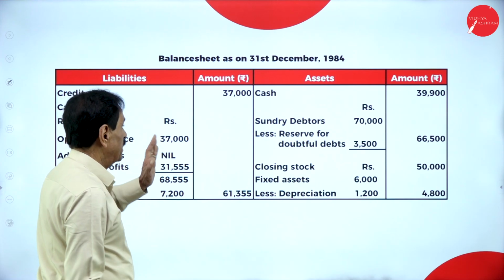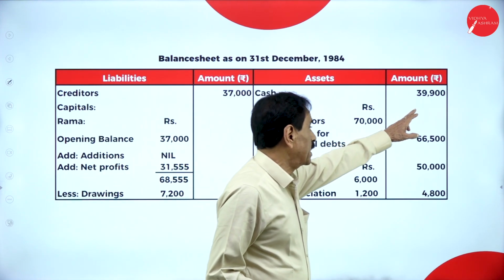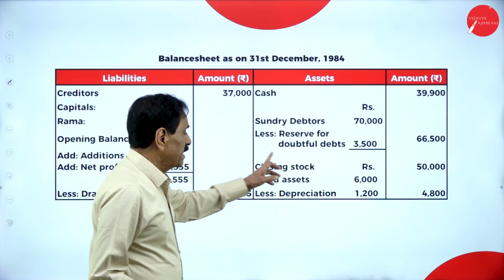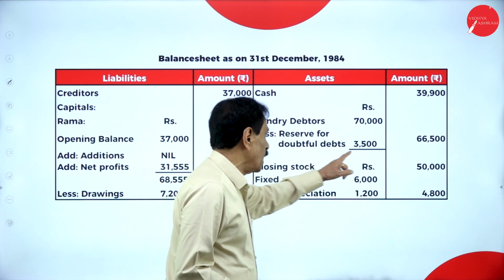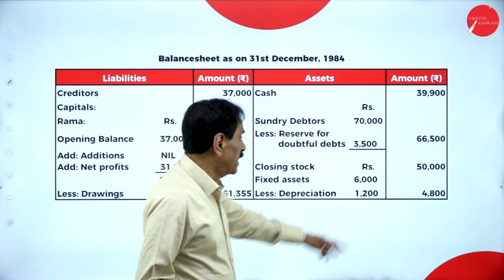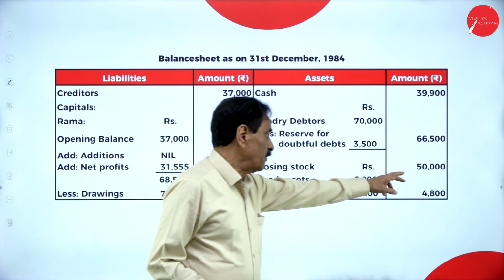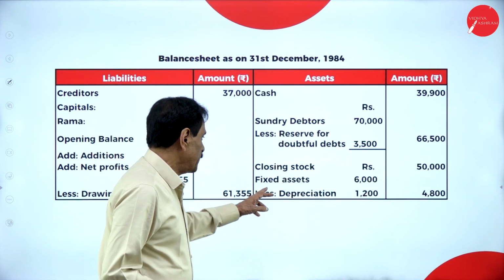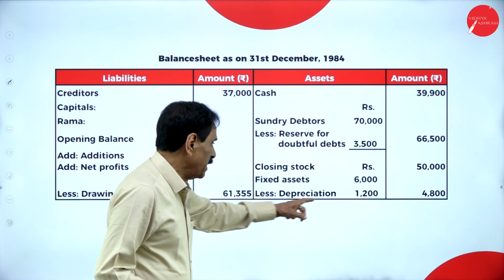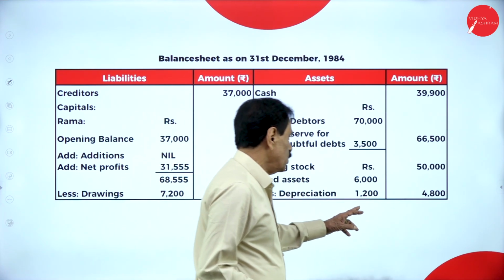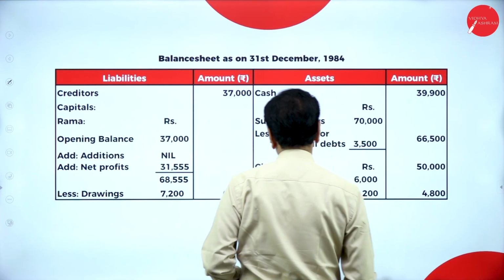We start with the balance sheet. Cash is, closing cash is 39,900. Debtor is 70,000 minus RBD 3,500. Difference is 66,500. Closing stock 50,000. Then fixed assets 6,000 minus depreciation 1,200 become 4,800.